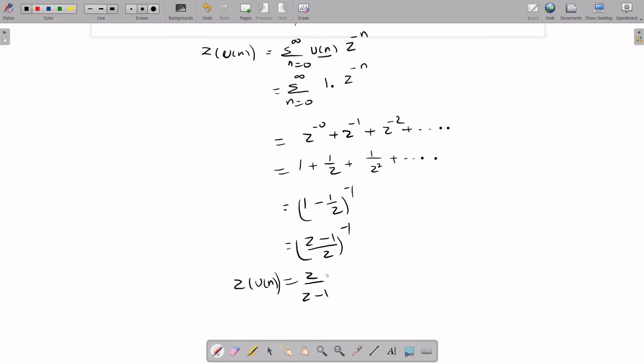When you look at this, what is this term z by z minus 1? What is the Z transform of the function that gives z by z minus 1?